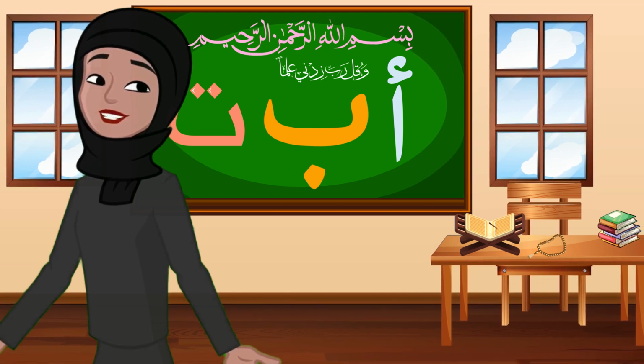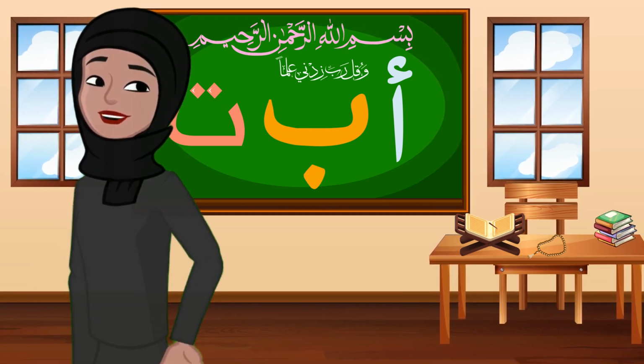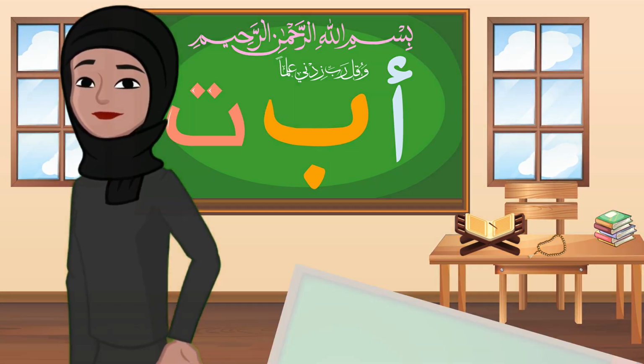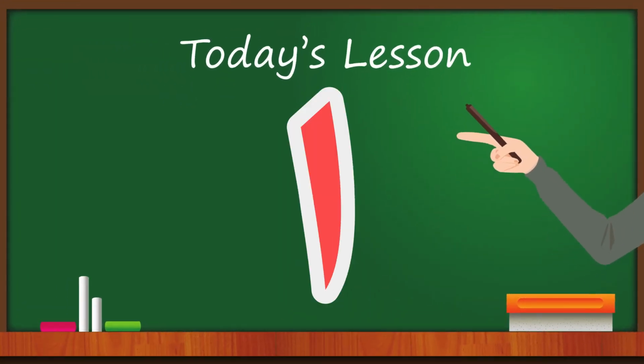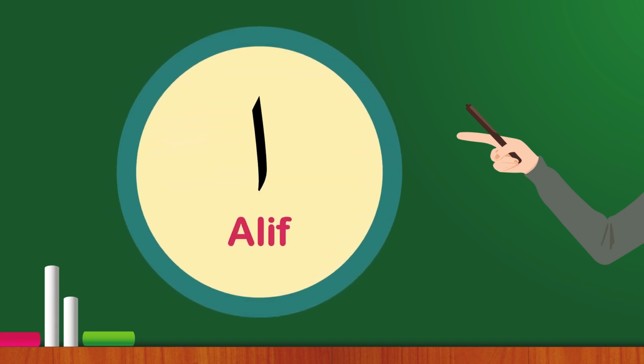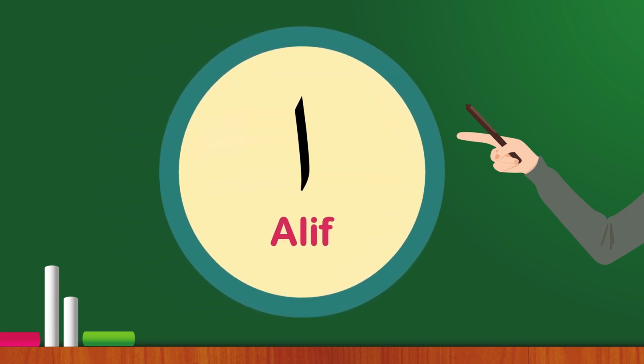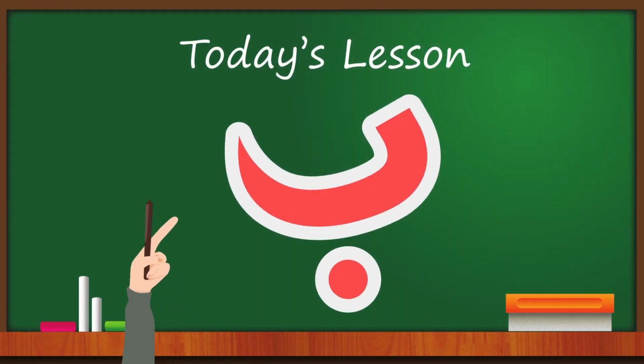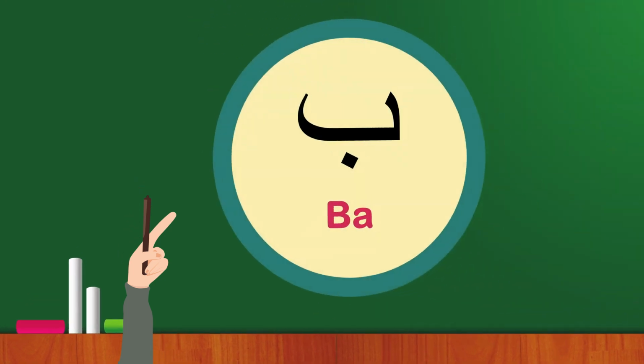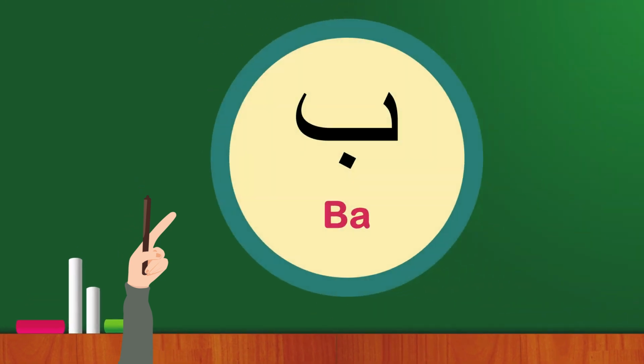Are you excited? Great. Let's begin with our first letter. This is Alif. Can you say Alif with me? Alif. Ba. Can you say ba with me? Ba.